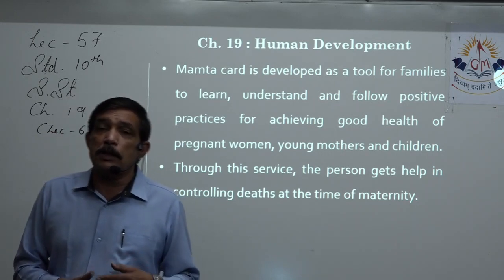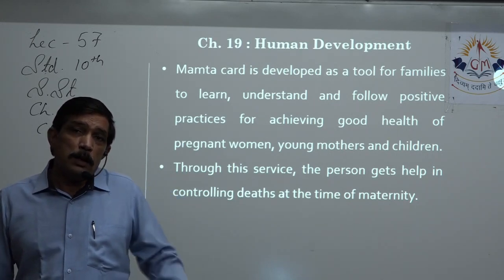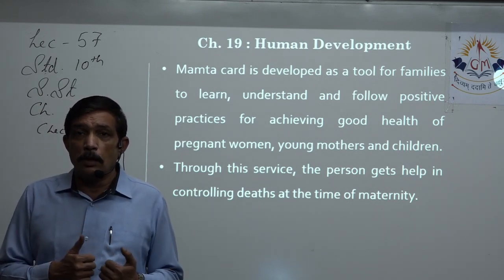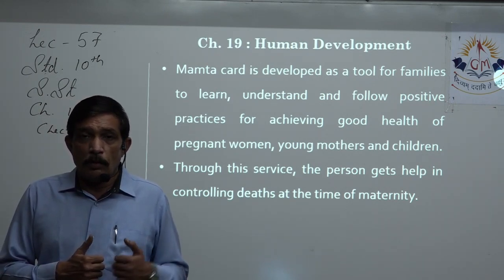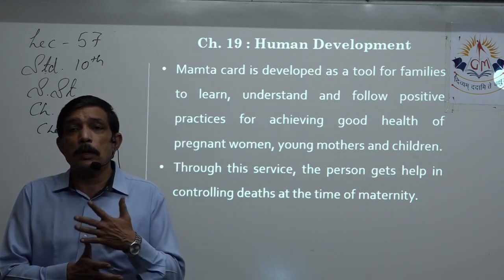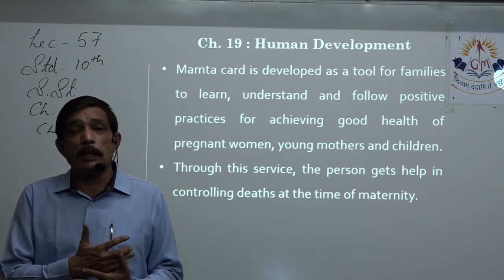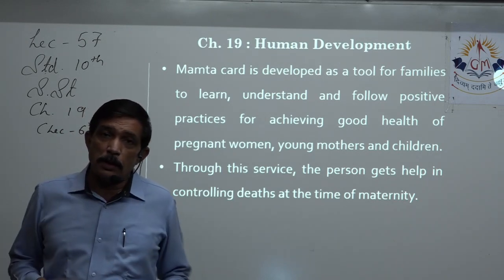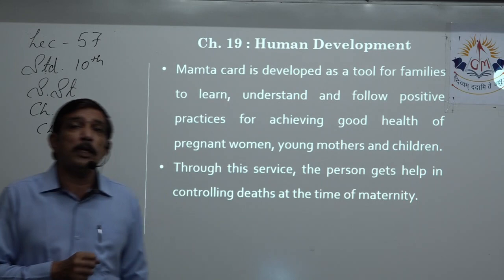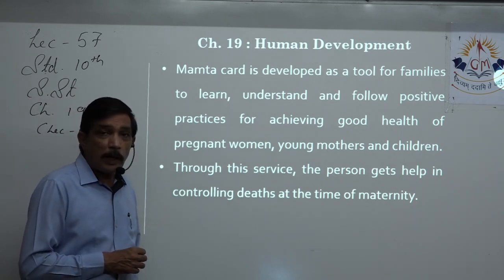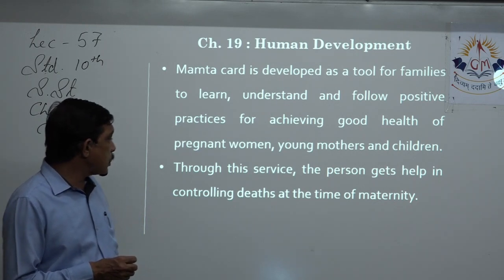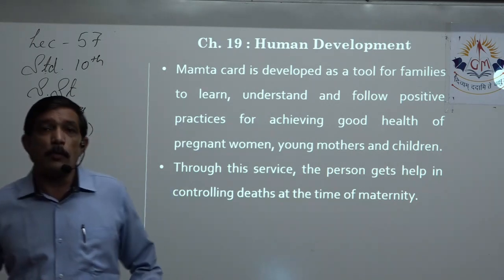Most of the time it is seen that these women do not have proper information about the food, medicine or the health checkups that have to be done from time to time during pregnancy. So this information is available on the mobile with the help of the e-Mamta card. Through this service, the person gets help in controlling deaths at the time of maternity.